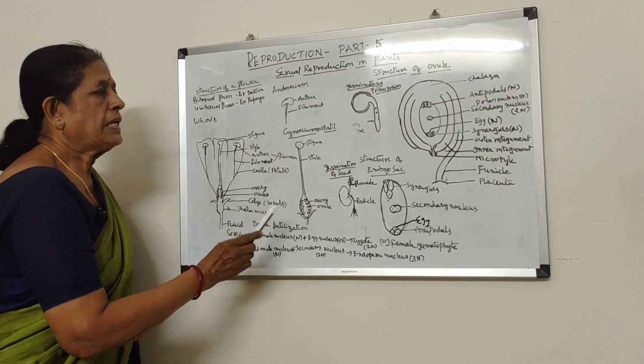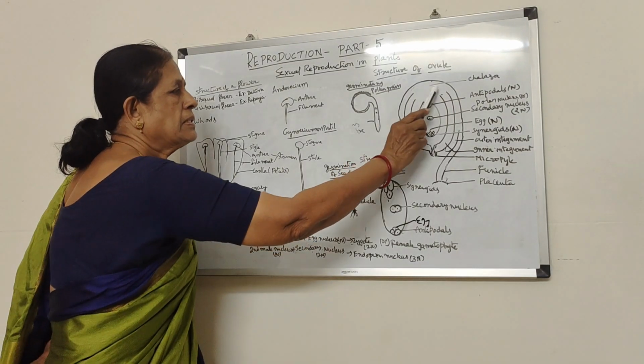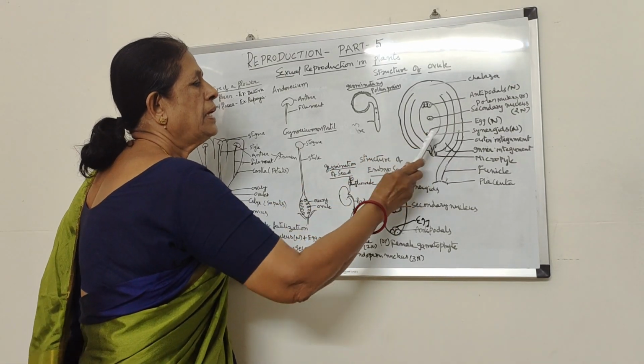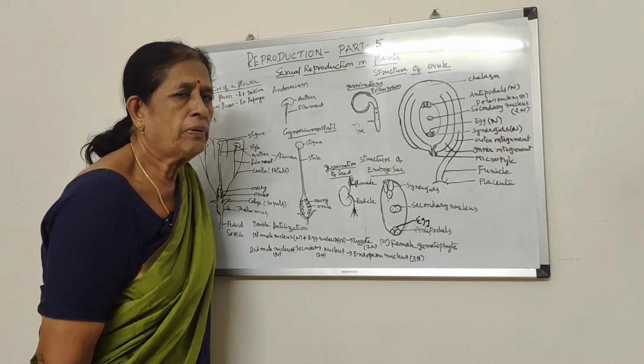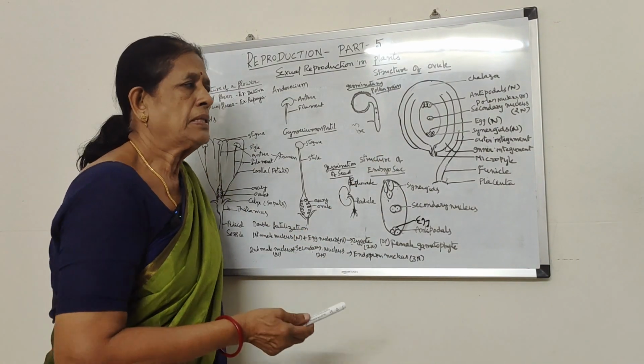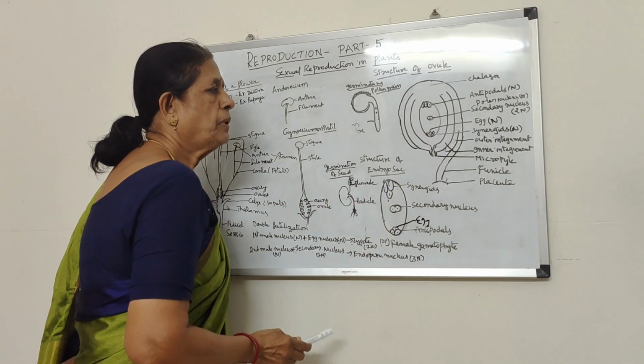And next we shall see the structure of ovule. So ovules are present in the ovary. What is the structure of ovules? In the center of the ovule, there is the embryo sac or female gametophyte. This female gametophyte contains 7 cells. Out of 7 cells, 3 are called antipodals.